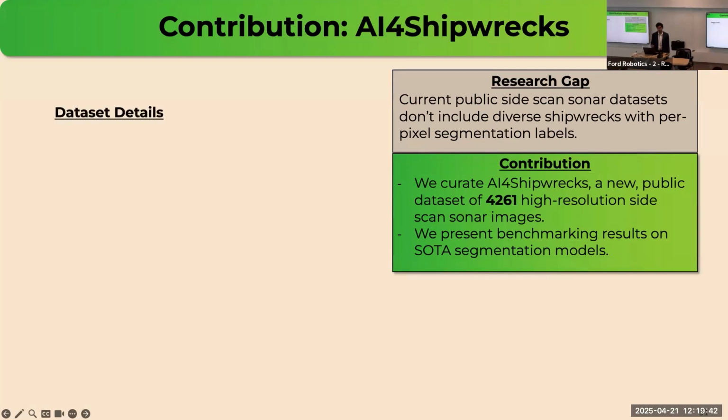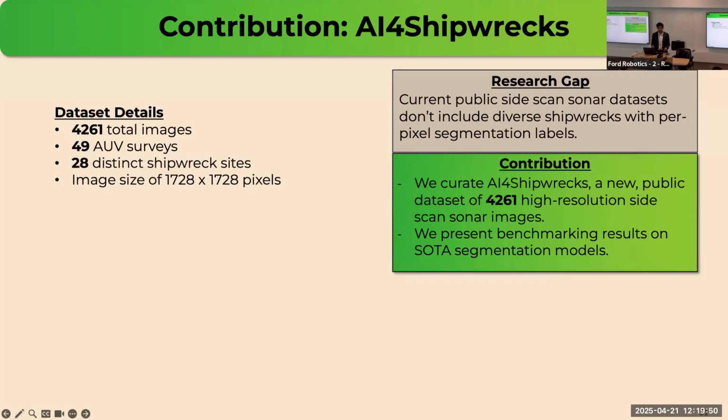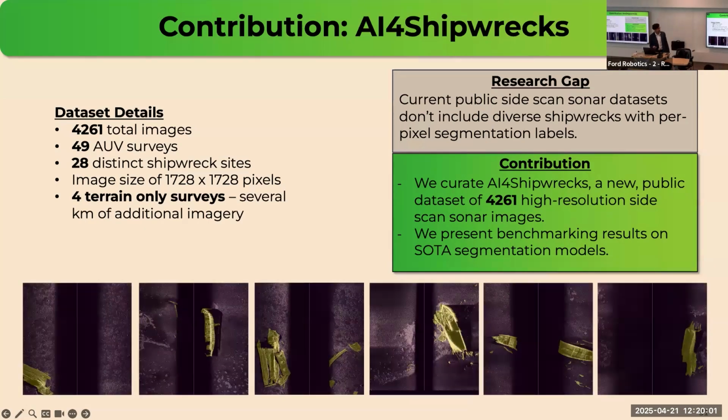Some basic details: we have 4,261 total images, over 49 AUV surveys with 28 distinct shipwreck sites, with an image size of 1728 by 1728, and 4 terrain-only surveys, which include an additional several kilometers' worth of imagery that might be useful for simulation or other downstream tasks. Here are some examples from our dataset, and you can see the diversity of terrain types and also shipwreck patterns shown here.